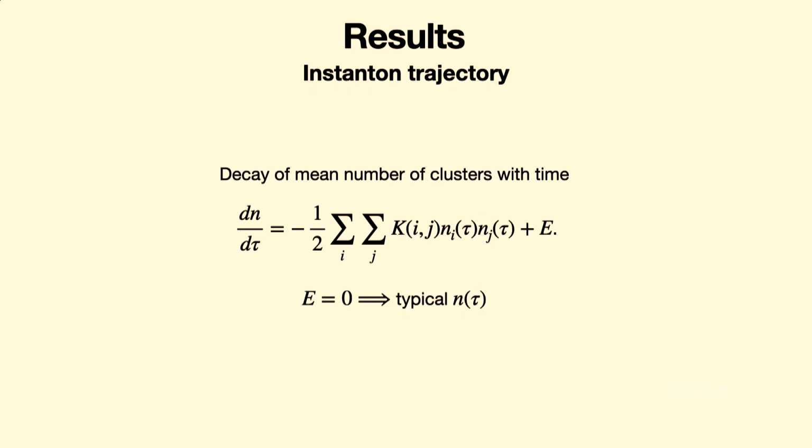We also find that the number of clusters decays. I mean, we find in principle a first order differential equation for the decay of the number of clusters for any kernel again. Again, this can be solved exactly for the constant, sum and product kernels. This E is a parameter which, if E is 0, you would recover the typical case. And E could be positive or negative, and that would take you to either side of the typical trajectory, long time or short time.